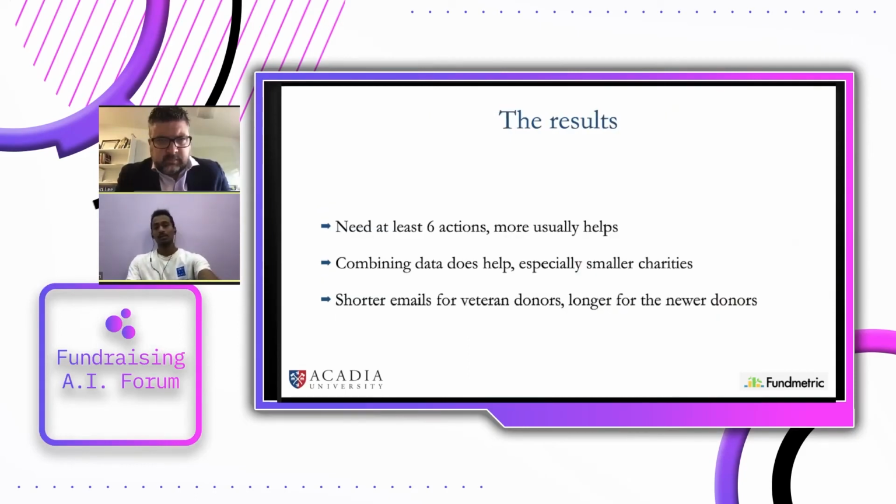The results. So yeah, to summarize the results, the model shows that we need at least 6 actions so that the error percentage would be really low, and the model would be accurate. And merging or combining data does help, especially for smaller charities. And shorter emails for veteran donors, and longer emails for the new donor should be sent.